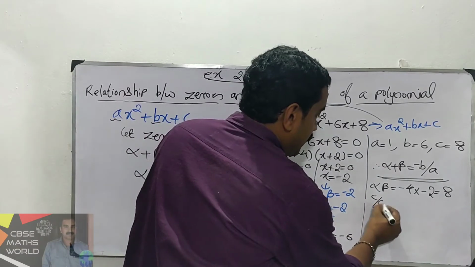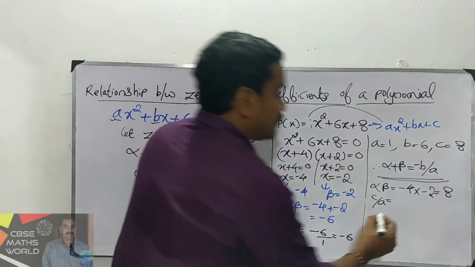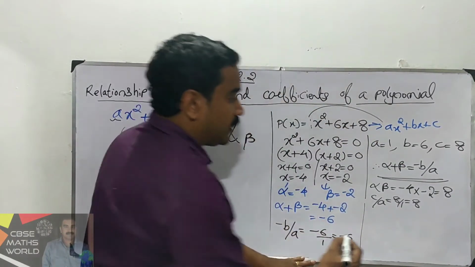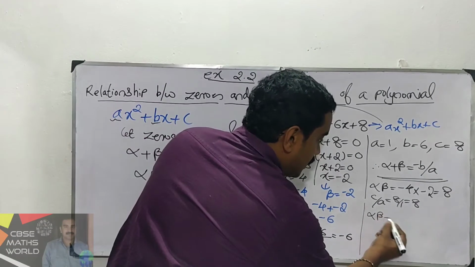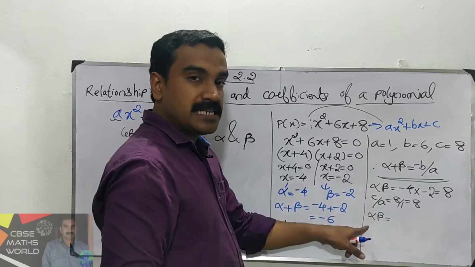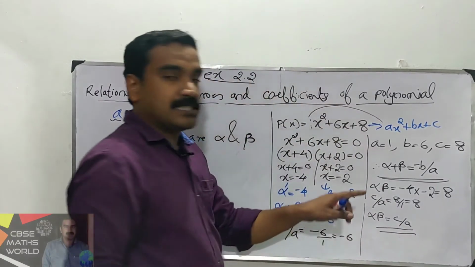And check what is c by a. What is the value of c? 8. And what is the value of a? 1. So it is also equal to 8 by 1. What is 8 by 1? 8. So we can write alpha into beta equal to what? Alpha into beta is 8 and c by a is equal to 8. So we can write alpha into beta equal to c by a. So these two relationships we verified.